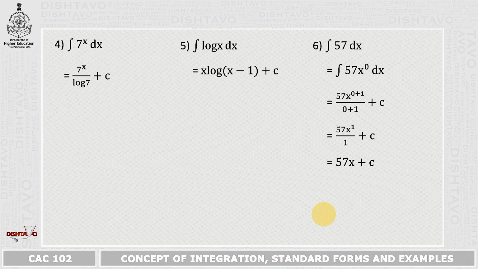I'll take the fourth example, that is 7 raised to x. Now I see many of them assume this to be x raised to n. If you see x raised to n, it is variable raised to number. But here we have number raised to variable. So both are not the same. They are in the reverse order.